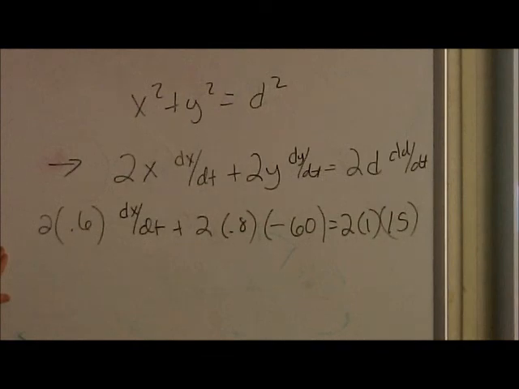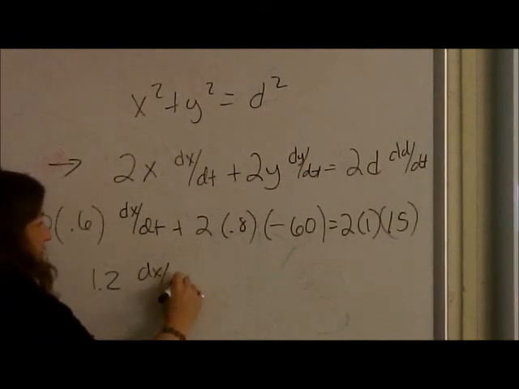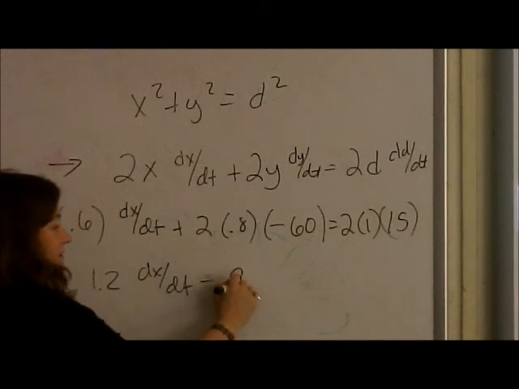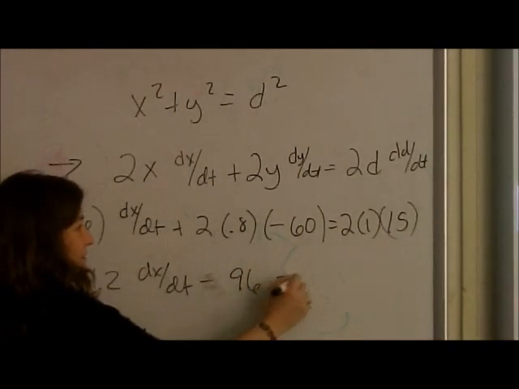Can someone multiply? This is 1.2 then, 1.2 dx/dt. What's this? Negative 96. What's this? 30?